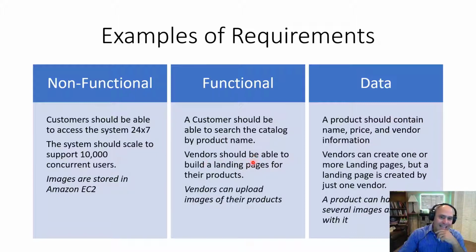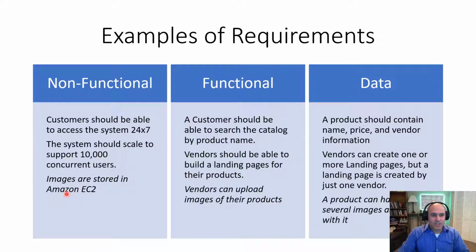Vendors should be able to build landing pages for each of their products. So if you're a vendor, you can log in and then say, all right, here's this product, soda can, and I am going to build a landing page that talks all about that soda can. Then there's another product I sell, this hand sanitizer. I am going to build another landing page for that hand sanitizer. Those are features of the application. Those are things that people are actually going to do in the application. See how that's different from the system should scale to support 10,000 concurrent users, which is really just a performance metric. These are things that actually someone has to program into the application.